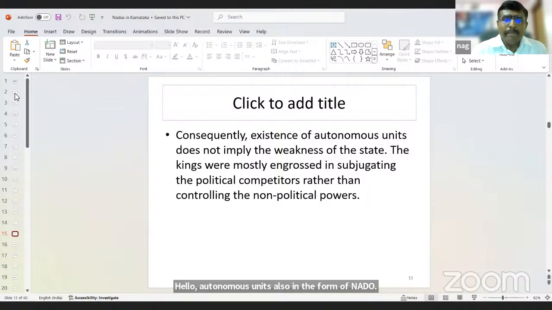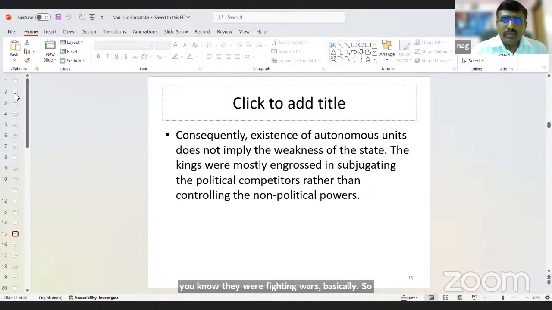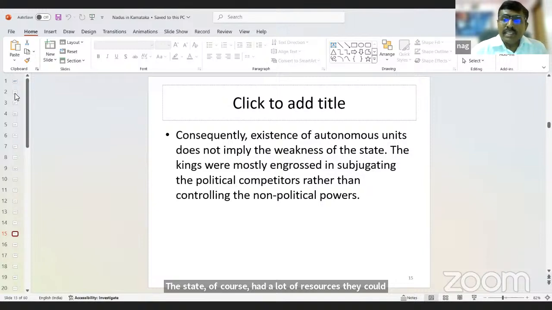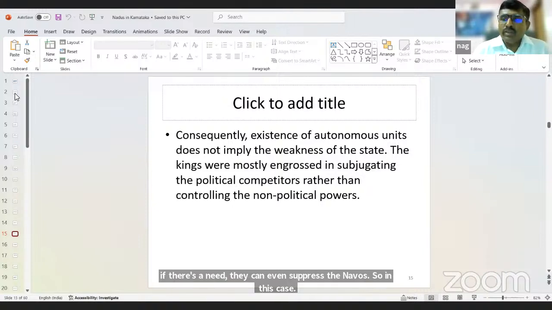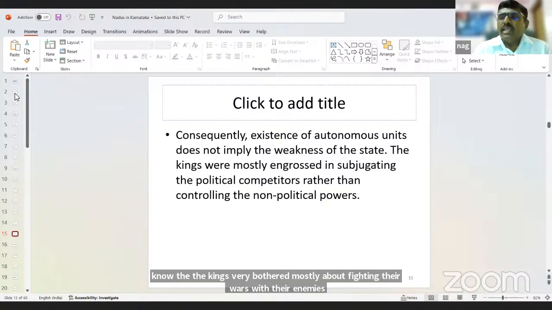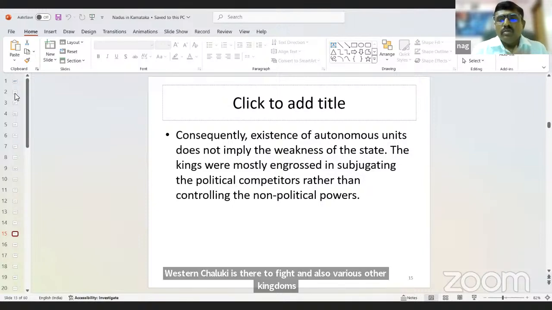The kings were mostly fighting wars basically. So whether Nadus were their major competitors, we don't know actually. The state of course had a lot of resources. They could amass a lot of money, a lot of financial resources, and if there's a need, they can even suppress the Nadus. So the kings were bothered mostly about fighting their wars with their enemies. For example, the Cholas fighting against Chalukyas, as we know, and later the Hoysalas. So we find that Western Chalukyas they had to fight, and also various other kingdoms. Pandyas were also there. So they had their own problems which they had to solve.